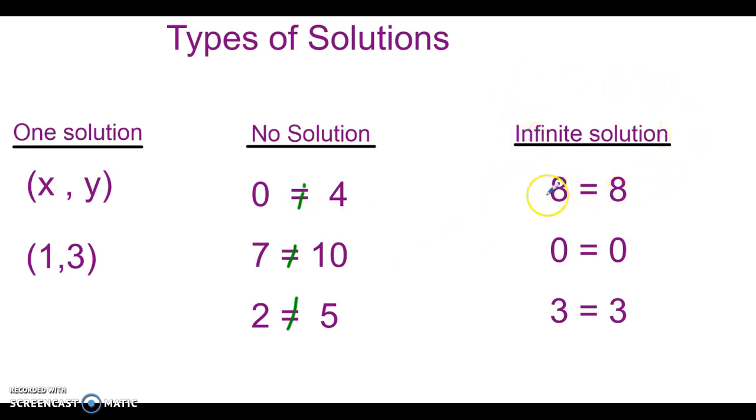And then our third type of solution is infinite solution. This is when a number is equal to that same number. So our first example is 8 equals 8. This is a true statement. 8 is equal to 8. So we write infinite solutions when this happens. So let's go ahead and check that one off. That is true. The statement 0 equals 0. That is also true. So we would write infinite solution. And then 3 equals 3. That is also another true statement, so that would be infinite solutions.